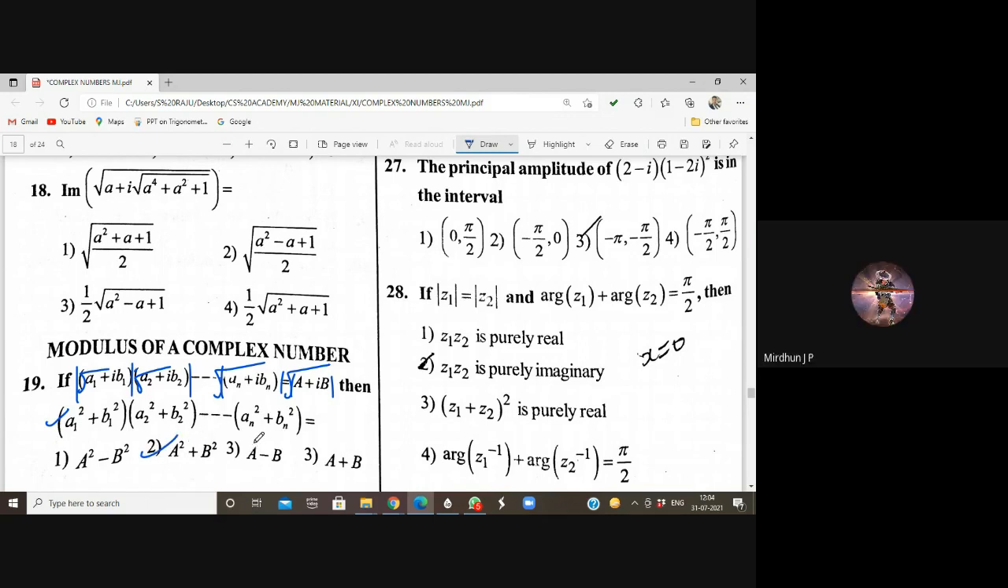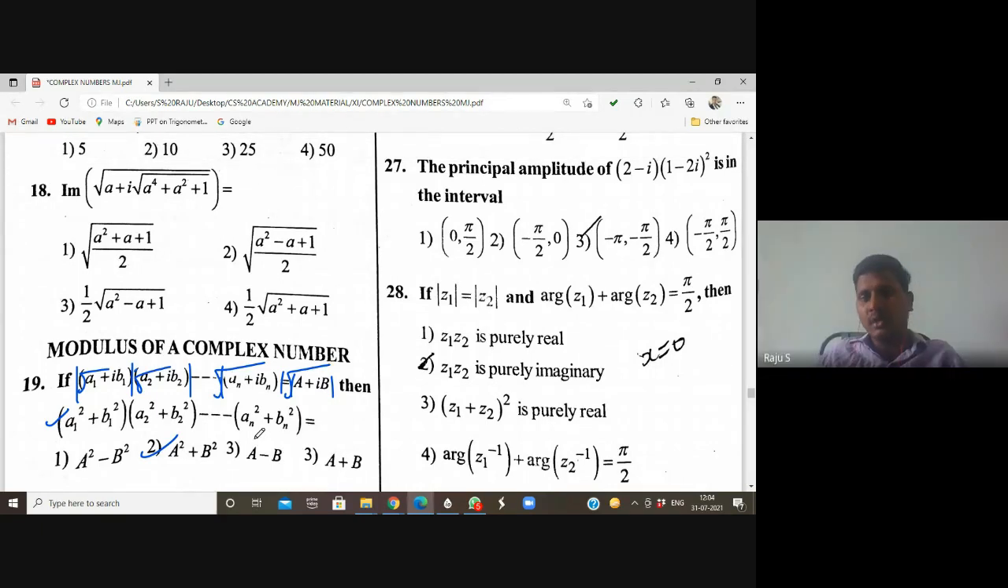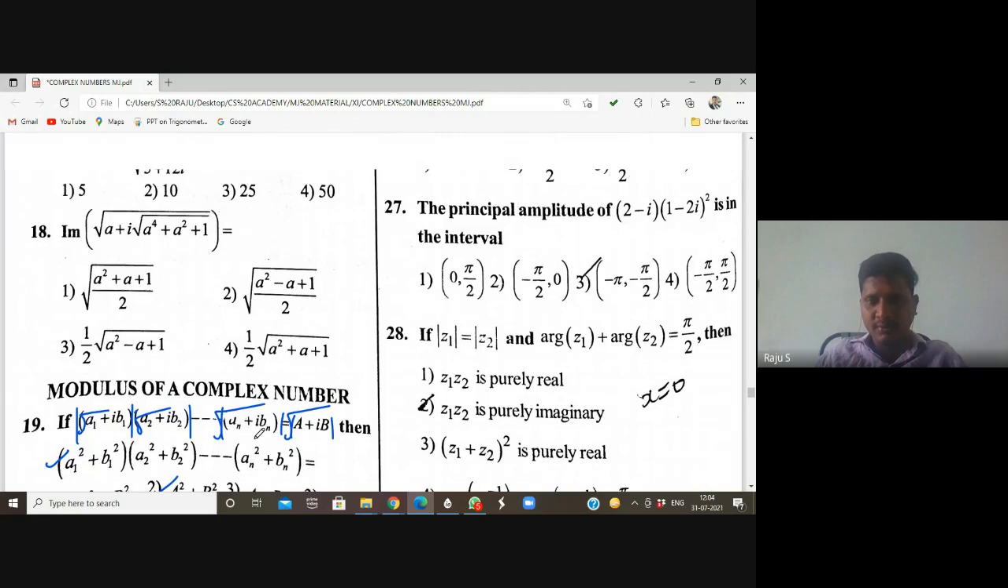Sir, first we need to take modulus, sir. Again, squaring cancels out the square root, sir. That's all, sir. Yeah, you can write the whole square root and then square on both sides.